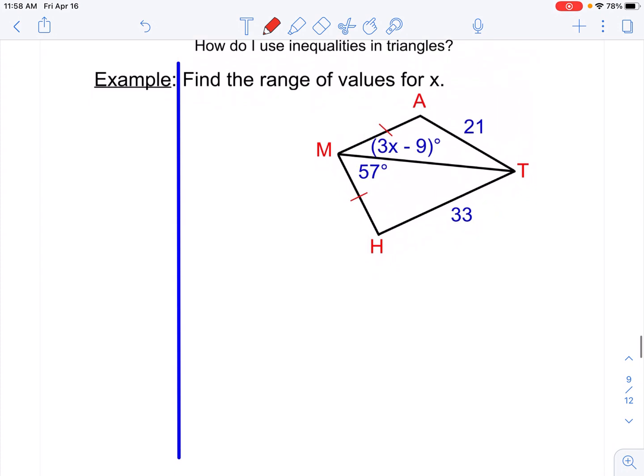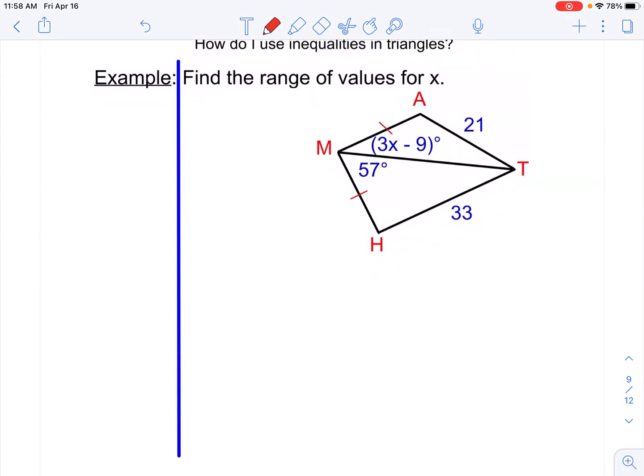Okay, now we're getting to that range of values again. We're going to do a similar inequality that we did last week. First, I have that MA is congruent to MH, so these have tick marks. I know that MT is congruent to itself. So I'm going to be comparing these two angles.